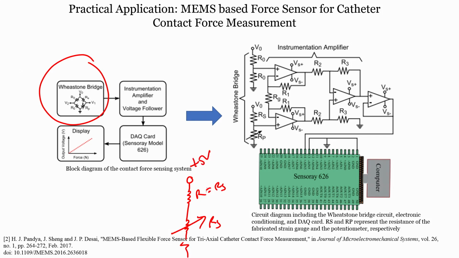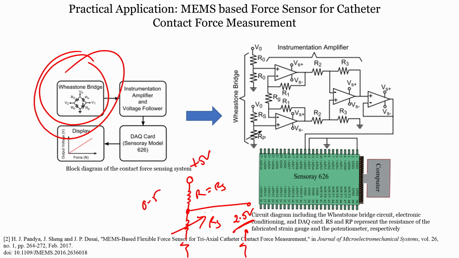If I apply 5 volts as a supply, then what is the output? Output starts from 2.5 volts, right. So, now if I go for Wheatstone bridge, I can use the entire signal from 0 to 5, and here I am limited from 0 to 2.5. Thus, we have to use Wheatstone bridge over the potential divider or a resistive divider circuit.